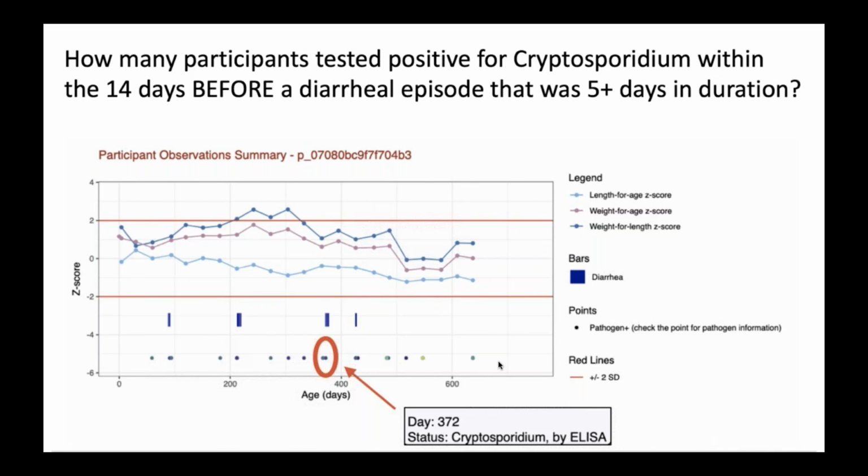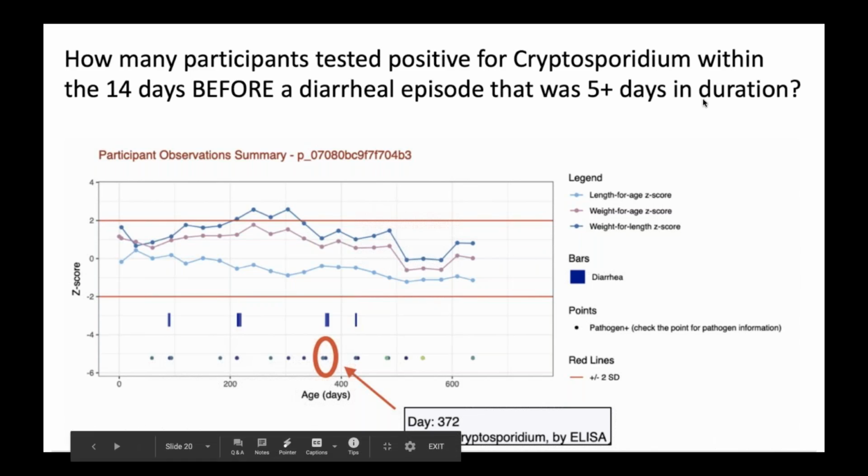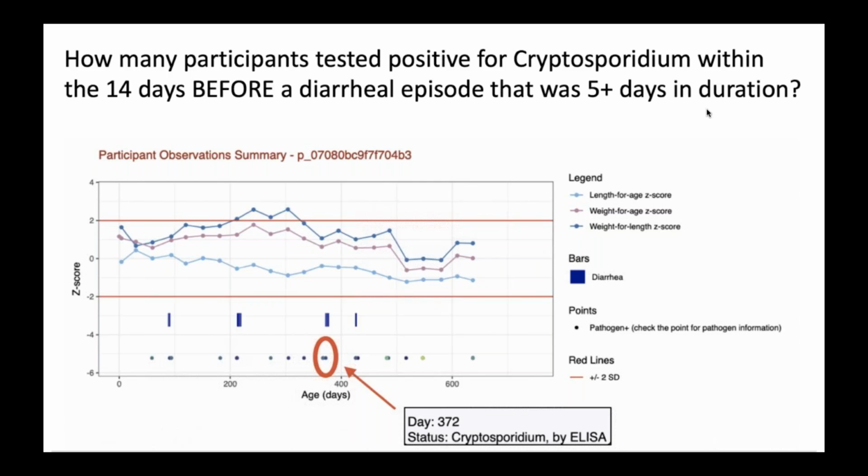What if we want to identify a subset of study participants who tested positive for a pathogen immediately before an episode of diarrhea? To answer this on ClinEpi, we will need to use the related observation feature. For the example I'm going to take you through, we're going to answer this question at the top of the slide. How many participants tested positive for Cryptosporidium within the 14 days before a diarrheal episode that was 5 or more days in duration?